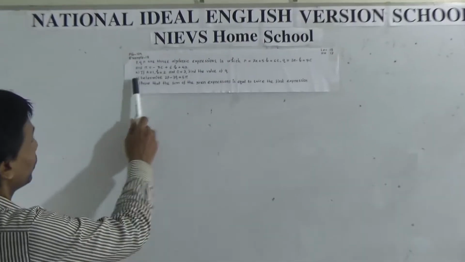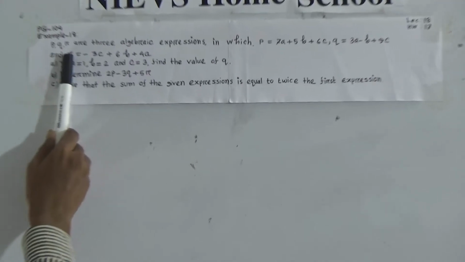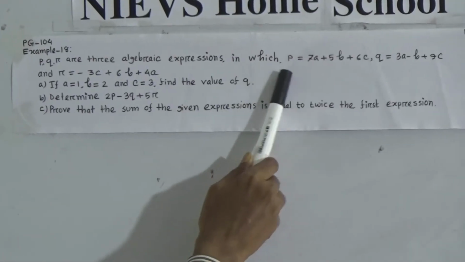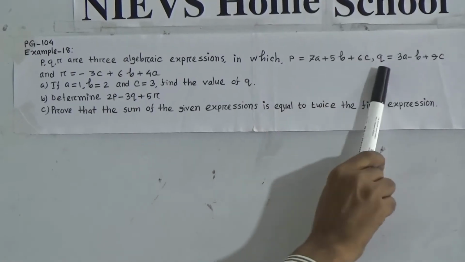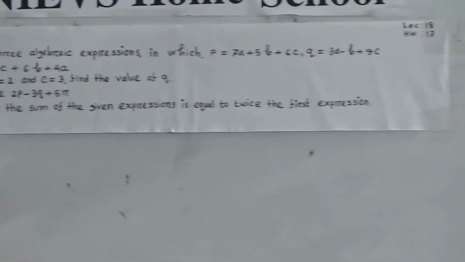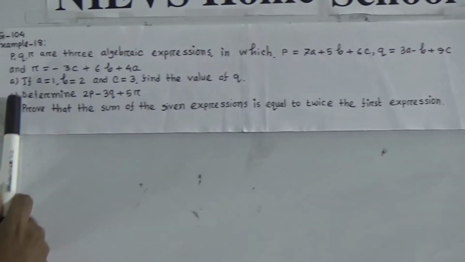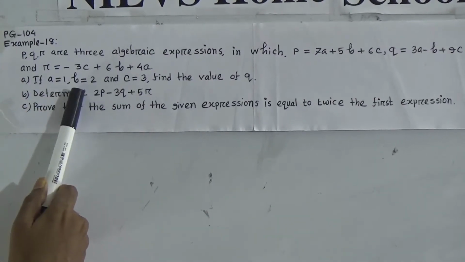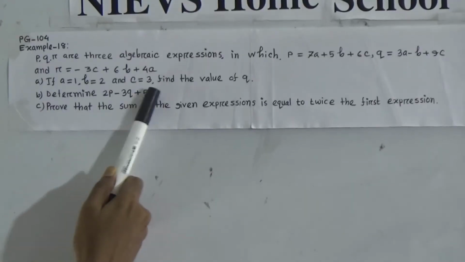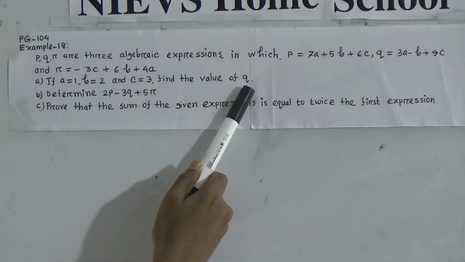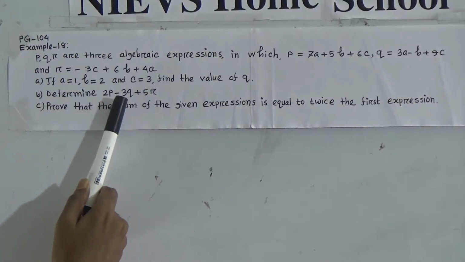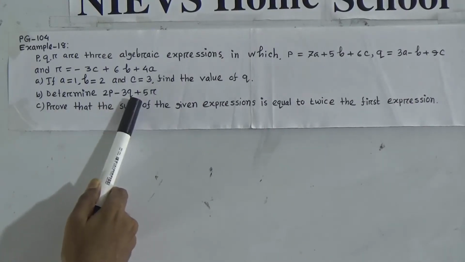Dear student, at first you read the questions. P, Q, R are three algebraic expressions in which P equal to this, Q equal to this, and R equal to this. A number question, if A equal to 1, B equal to 2 and C equal to 3, find the value of Q. B number, determine 2P minus 3Q plus 5R.